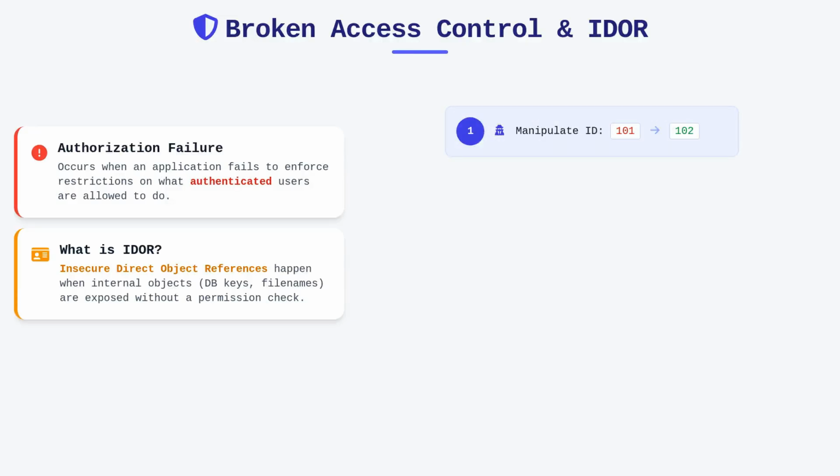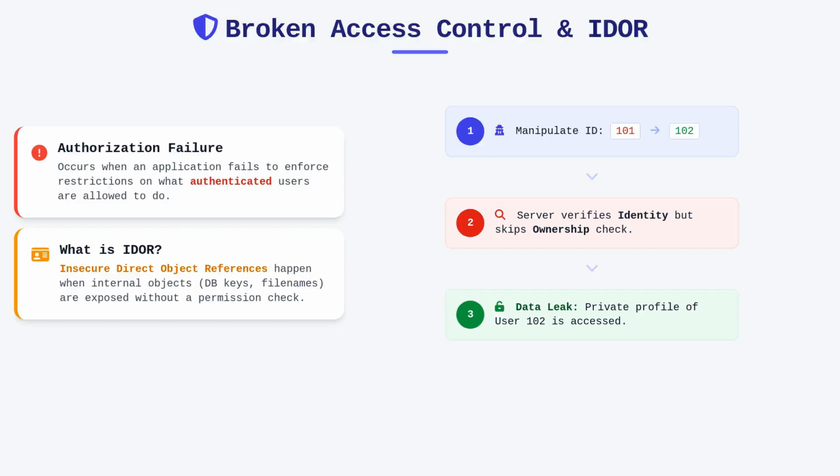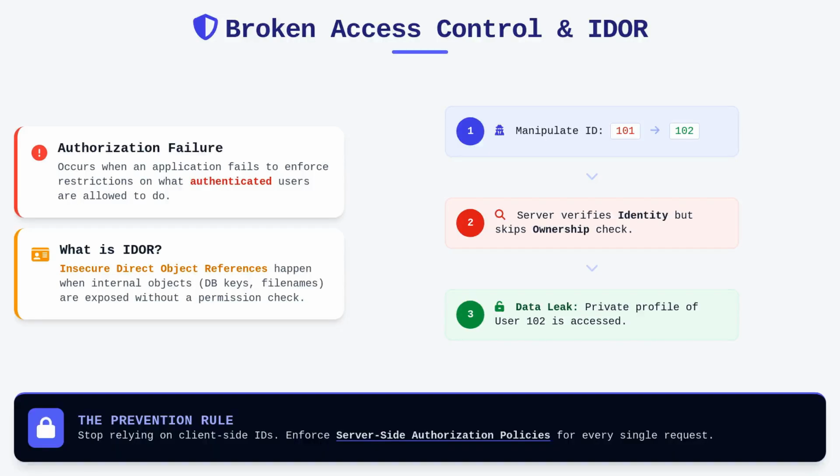For instance, if a user can change a request parameter from an ID of 101 to 102 and view another user's private profile, the system has fundamentally failed in its authorization duty. We must ensure that every request is checked against a server-side authorization policy that defines what the user is allowed to perform, rather than relying on the client to provide valid identifiers.